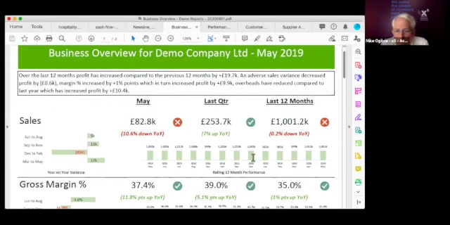This is just a demo company that we're showing, where you're looking at a May 2019 year end. So it's producing analysis in terms of traditional figures, sales. The month of May, last quarter, what increase? 10.6% down year on year compared to last May. Last quarter, 7% up on year, and the last 12 months, 0.2% down.